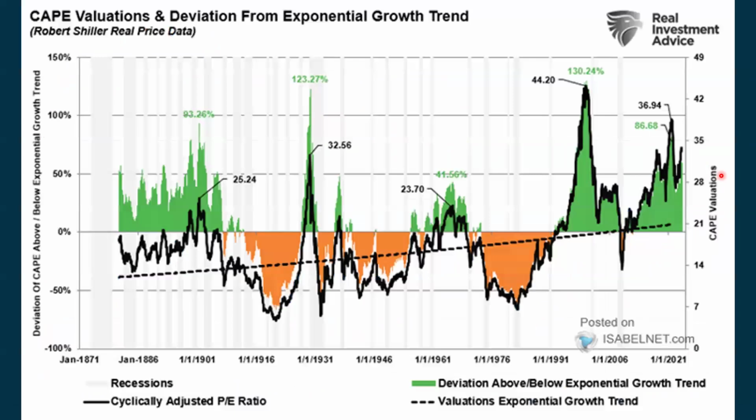Another variation is put up by Real Investment Advice, where we look at the growth trend, and that's the dashed line that you see here. And we're above that level now, coming in green. And so even this way of looking at this shows that the market is considered to be expensive historically.